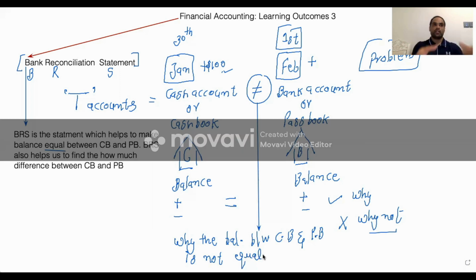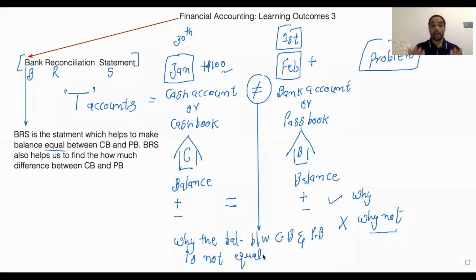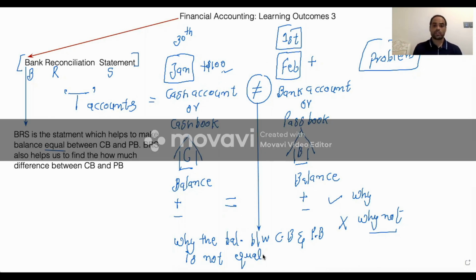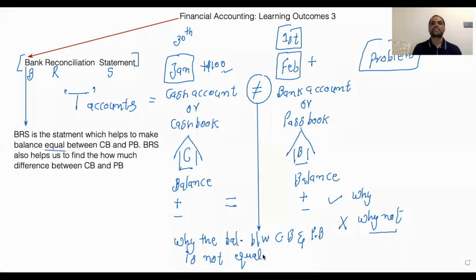Theoretically, it should be equal. I receive cash, the cash account increases. I deposit money in the bank account, the bank account increases. Theoretically, they should be equal, but practically, they're not. Why is the balance between the cash book and passbook not equal? I'll just give you an example. On the 30th of January, you deposit cash and the cash is credited on the 1st of February. This is a very quick example to understand why the balance is not equal. Now we're going to understand this in much more detail.